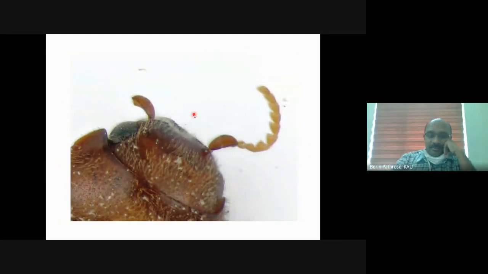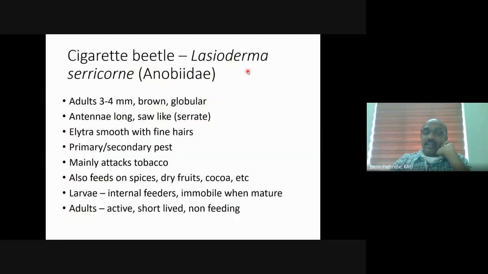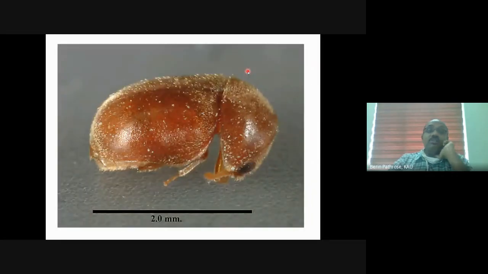See it. I think now you will appreciate. You may have studied this type of antennae in the first course. So the antennae are serrate. This is a typical character. We have to differentiate between two anobiids, that's why I'm particularly focusing on it. The antennae are serrate. One more typical character is that the elytra are smooth with fine hairs. See the elytra. They have very fine hairs and are smooth.